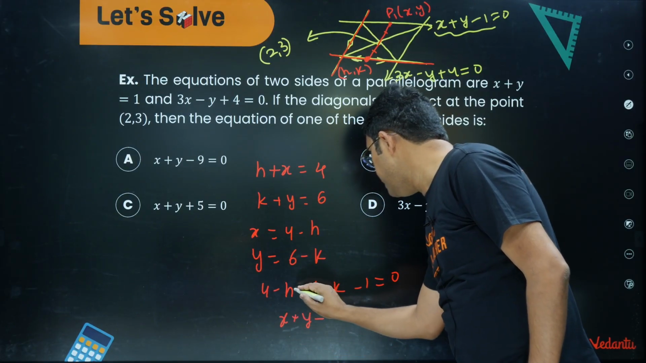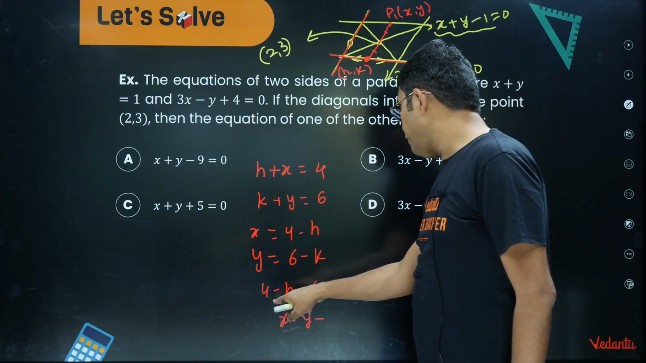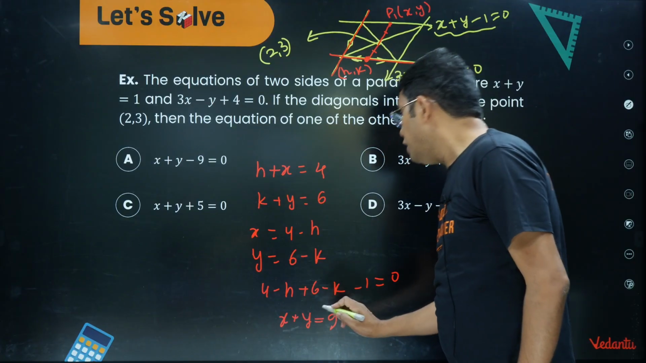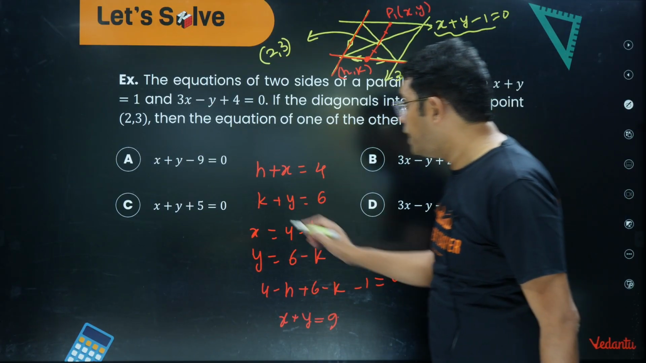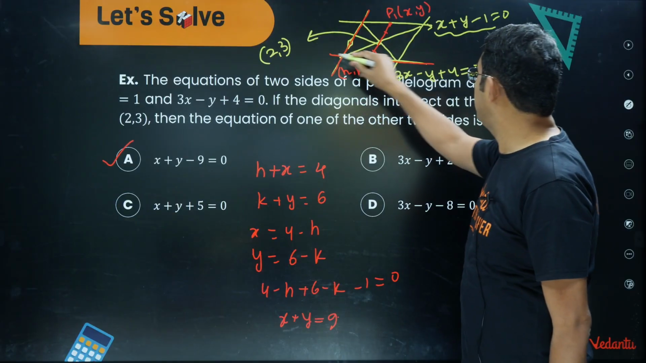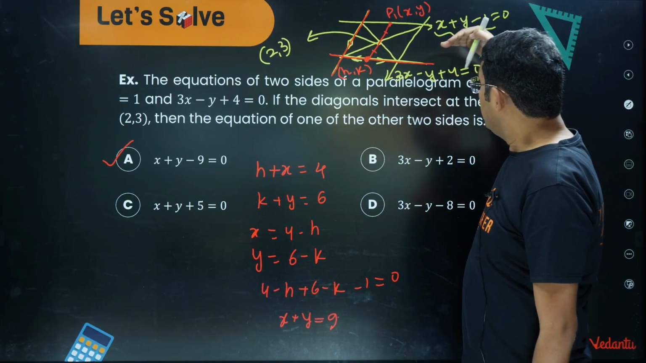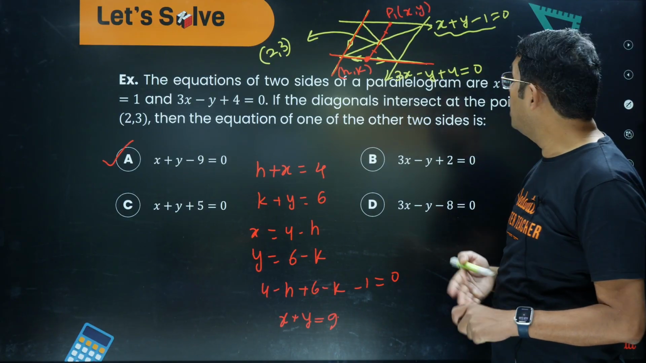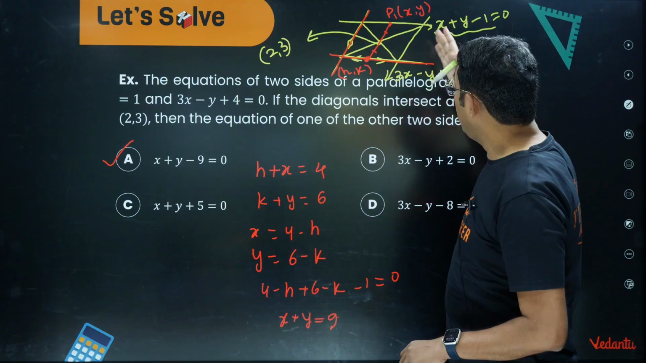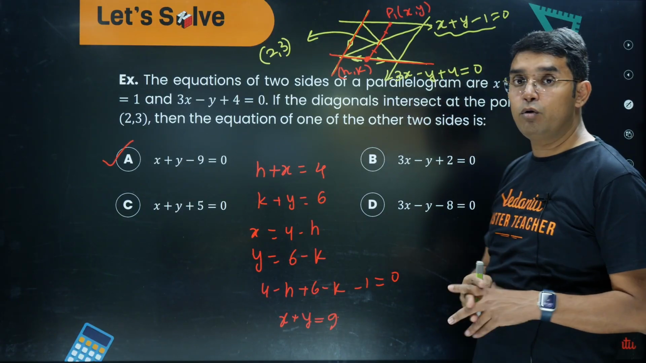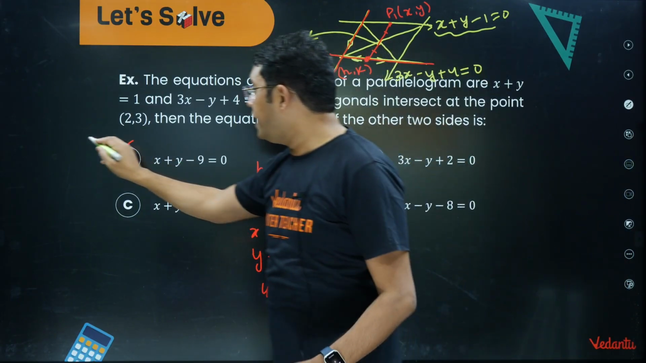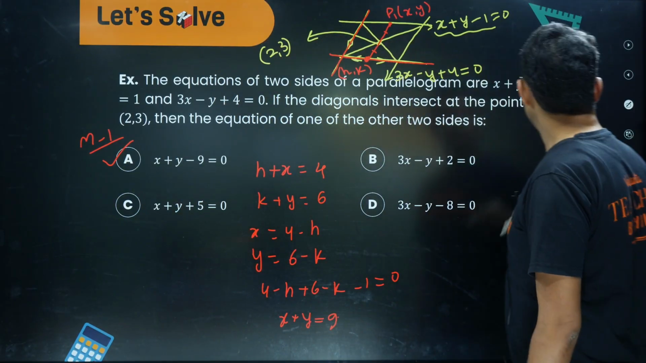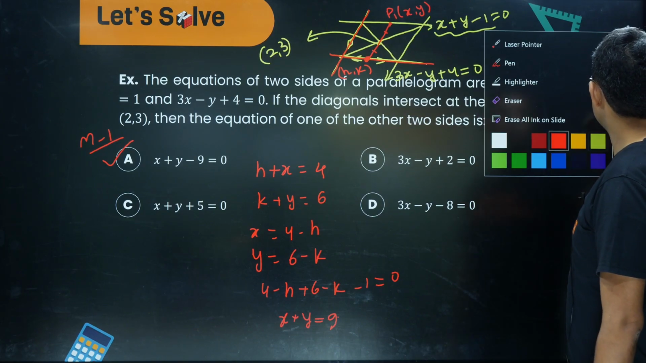x plus y, when they both go that side, and 4 plus 6 is 10, 10 minus 1 is 9. So x plus y equal to 9. That is the equation of this line. So we found the equation of the line parallel to x plus y minus 1 equal to 0. Similarly, you can find a line parallel to 3x minus y plus 4 equal to 0 also. This was one method, dear student. I will tell you one more method for this question. I am sure you will like that method also.